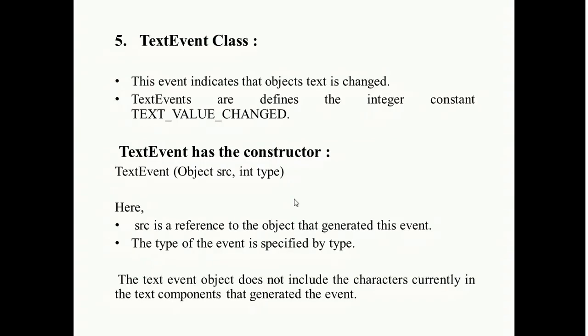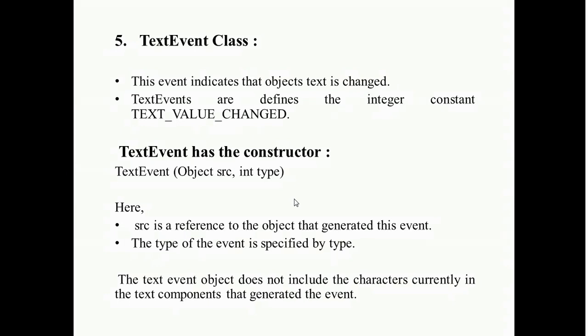Next, see what is the TextEvent class. The text event is generated when the value of the text area or text field is changed. This event indicates that the object's text is changed. TextEvent defines the integer constant TEXT_VALUE_CHANGED. Means the text event is an instance of the class that describes the text event, and these are generated by the text field and the text area when characters are entered by the user or the program. And the class TextEvent defines the integer constant TEXT_VALUE_CHANGED.